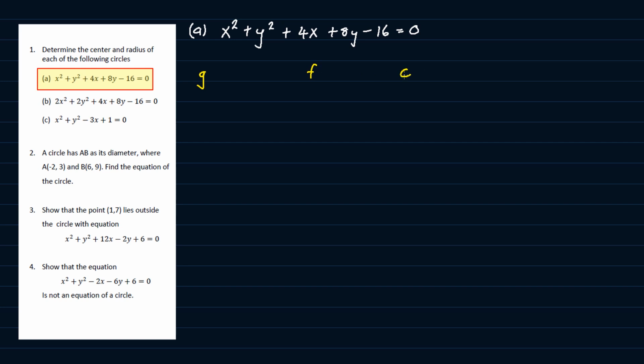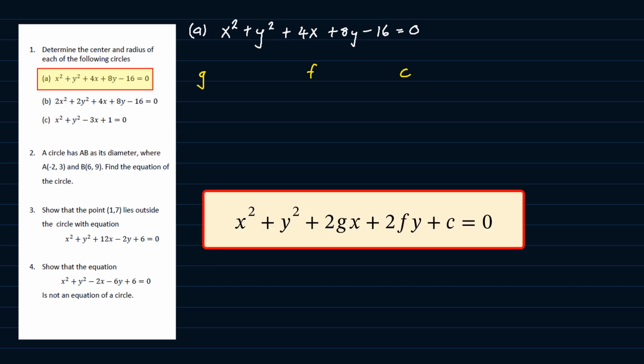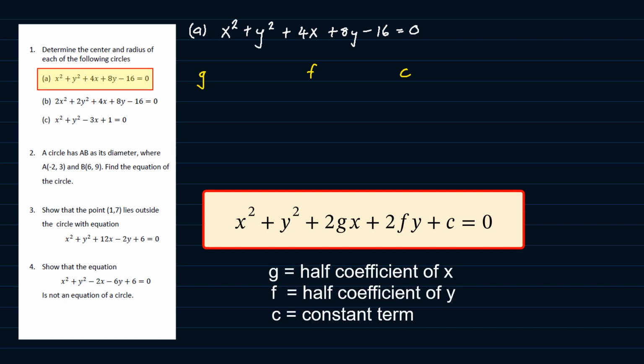of c. Remember we said the equation of the circle, when it is given in the form x squared plus y squared plus 2gx plus 2fy plus c equal to 0, g is half of the coefficient of x. So the coefficient of x in this case is 4, so half of that is 2. And f is half of the coefficient of y, half of 8 in this case. So that's 4. And c is the constant, which is minus 16.